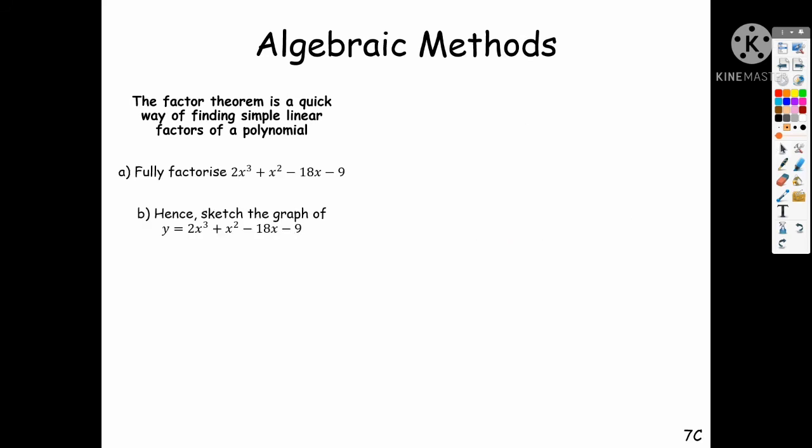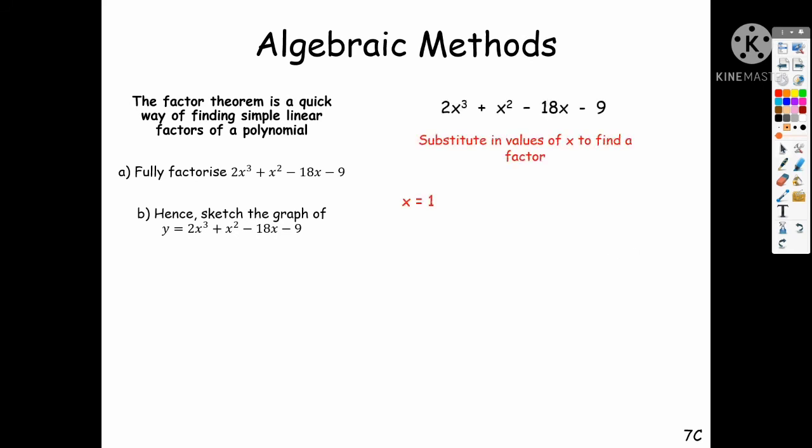Another question. Fully factorise 2x cubed plus x squared minus 18x minus 9, and hence sketch the graph of y equals 2x cubed plus x squared minus 18x minus 9. So when I factorise this, I can find the roots where this graph is equal to 0, and then I can sketch it. So that is what the word hence means. You're using part A to find the answer to part B.